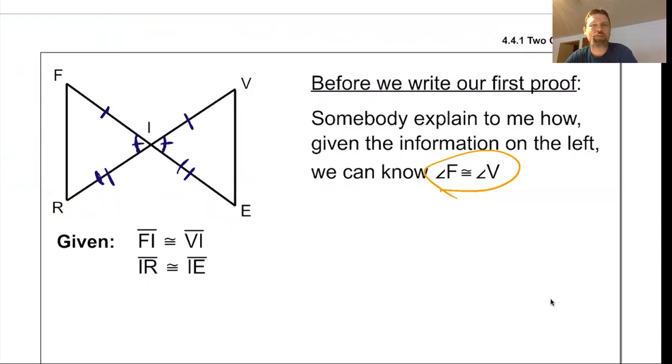And now I can look at those triangles and say, I see a side, an angle, and a side, an angle, and a side. Those two triangles are congruent by side, angle, side. And if they are congruent, all of their parts are congruent as well. So this angle F here is going to be the same as that angle V there. They're going to be equal because the triangles are congruent, right? So we're going to do that in a proof.